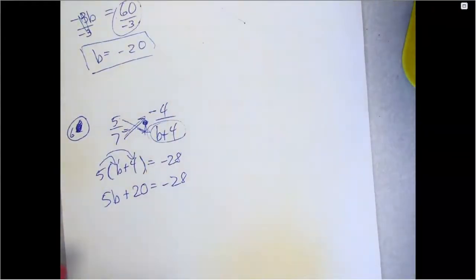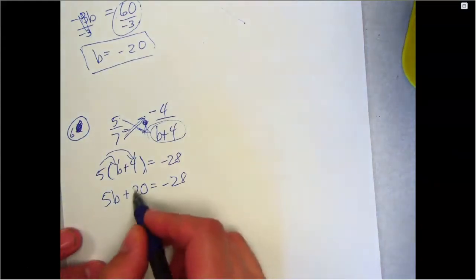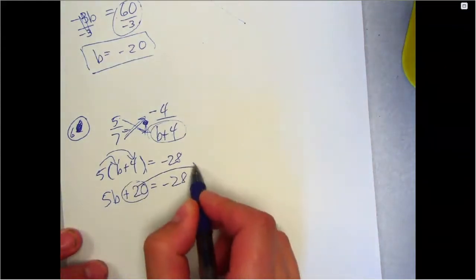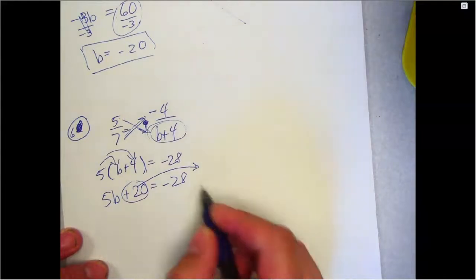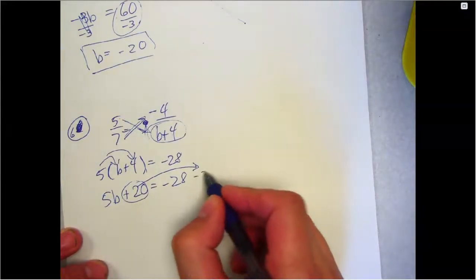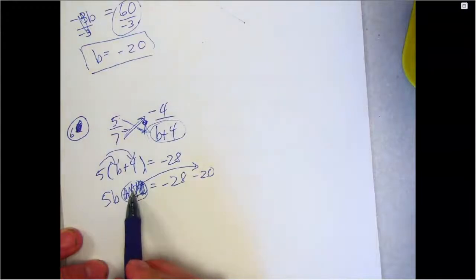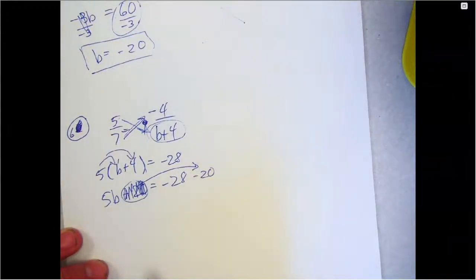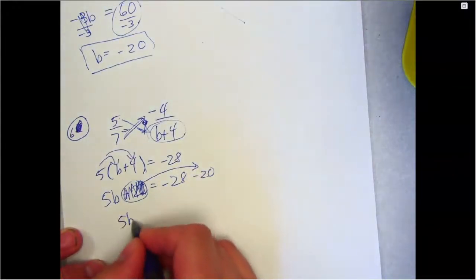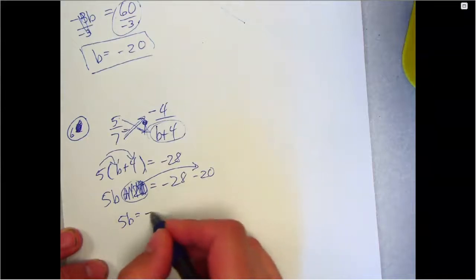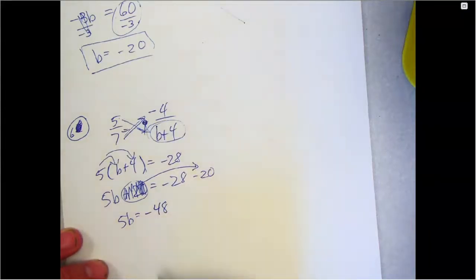And now we've got a 2-step equation. The previous problem was just 1 step. So this 20 needs to go across the street here. Whenever you're crossing the street, it changes signs. So if it was a positive 20 on this side, it becomes a negative 20 on this side. Then I get 5B equals, and if I combine those two, that's negative 48.